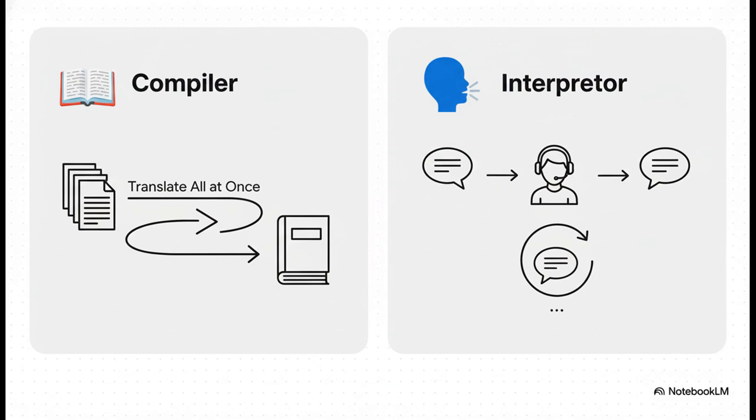You know, the easiest way to get your head around the difference between these two is with a simple analogy. Imagine a compiler is like a book translator. They take the entire novel, translate the whole thing from cover to cover, and then give you a finished translated book. An interpreter, though, is more like a live interpreter at a meeting. They translate what's being said sentence by sentence in real time.